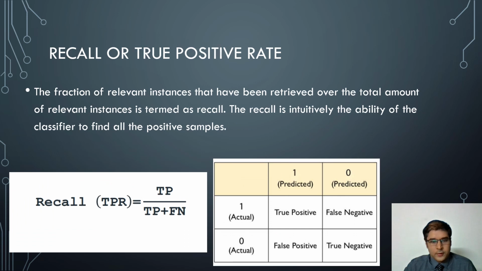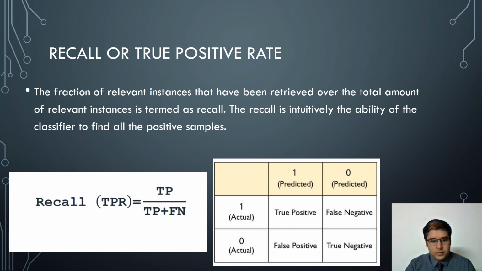The second one is recall or true positive rate. The fraction of relevant instances that have been retrieved over the total amount of relevant instances is termed as recall. Recall is intuitively the ability of the classifier to identify the positive samples. Recall is also known as true positive rate, which is TP by TP plus FN, which is true positives divided by true positives plus false negatives.